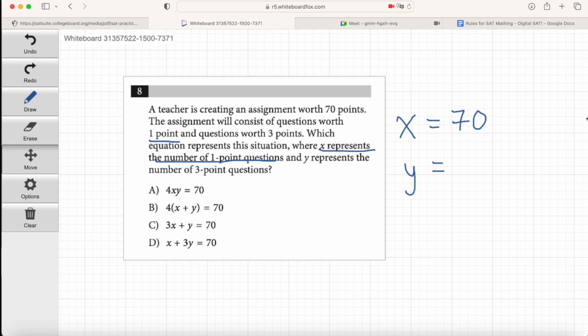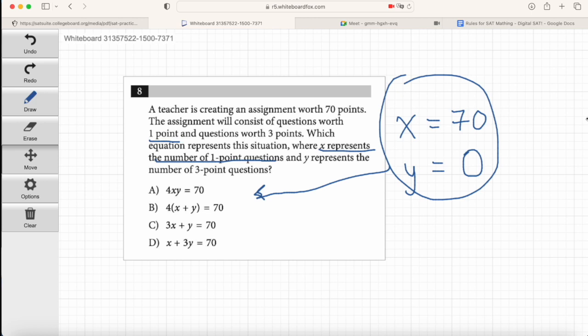0? Yeah, 0. We don't have any, because we're already at 70 points. Does that make sense? The right answer should give us a true statement. When x is 70, y should be 0. Okay. Now we can take those values and plug those into the answer choices. The right answer has to give us a true statement for those values, and the wrong answers probably won't.